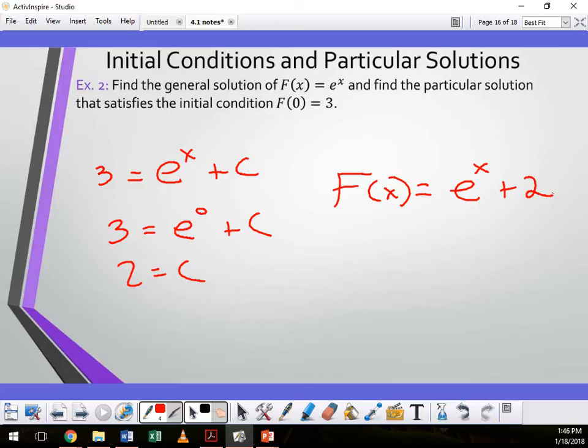Wait, why is that a rule? Anything to the 0 power, except 0. Because you can't get it to go away. If it becomes 0, that actually is going to mess up your entire equations.